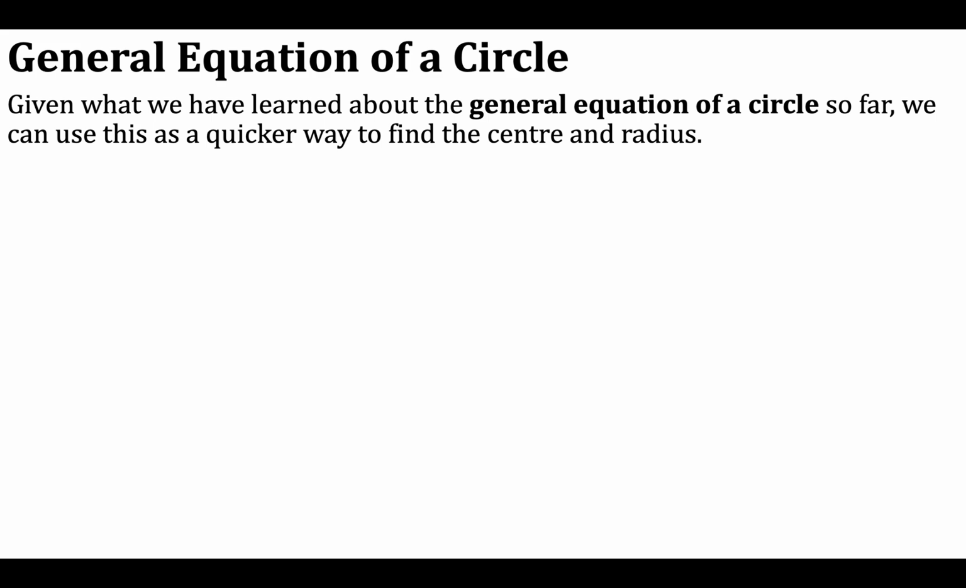So given what we've already learned about the general equation of a circle, we can actually use this as a quicker way to find the centre and radius. That's without completing the square every time. So you now know how it works, so we can try and find that quicker way. What we've got here is the general equation of the circle, and obviously we had constants as the coefficients of x and y and c earlier on. So we've got x² + y² + 2gx + 2fy + c = 0.